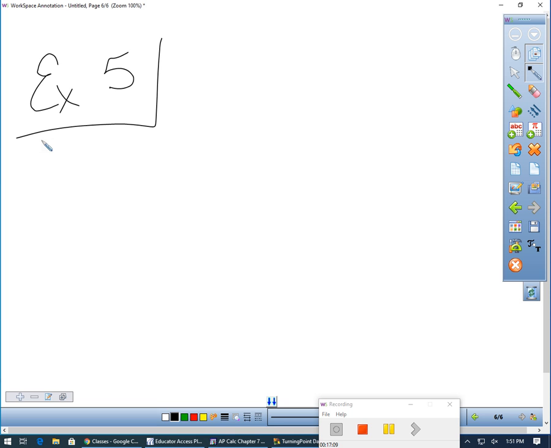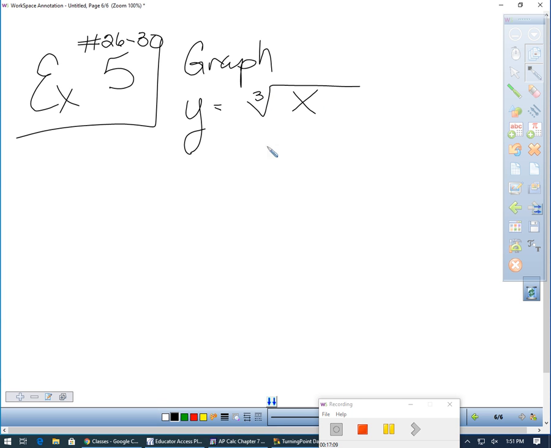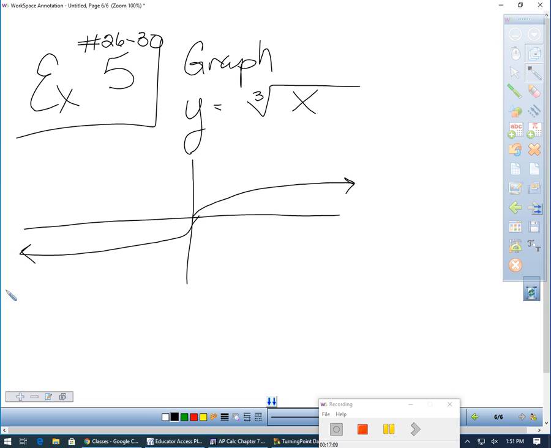Example number 5. All right. So in the next one, 26 through 30, it is asking you to graph. However, this one is a cubic function. So y equals the cube root of x is the parent function that looks like the square root one, but it does the same thing going this way. This is the parent function for the cube root of x.